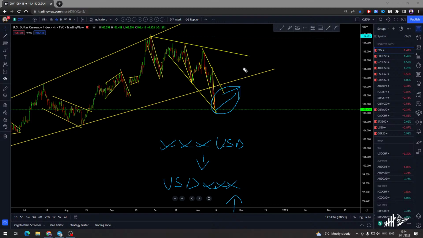Everything starts with DXY, the sense of the direction you see over there. If you see this correction, then you can watch for some selling of XXX USD pairs or USD XXX pairs to buy. But if you watch for sell, I don't recommend it. There's no selling as it stands right now. Total no setup from this spot as it is right now.